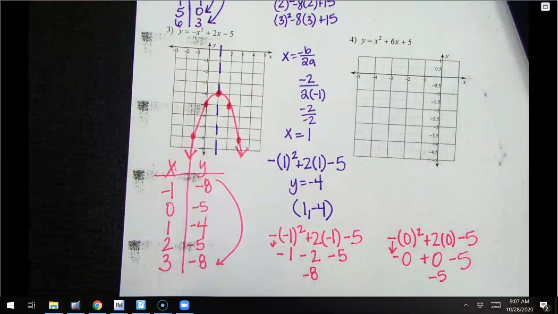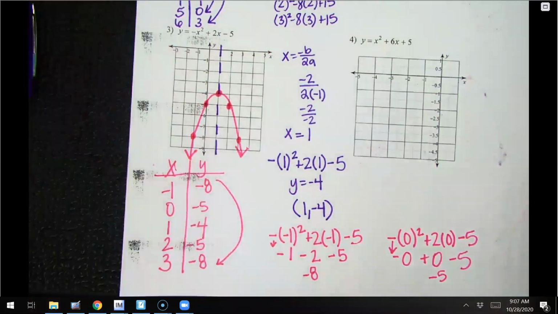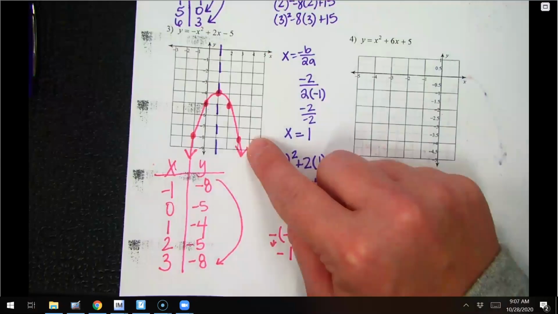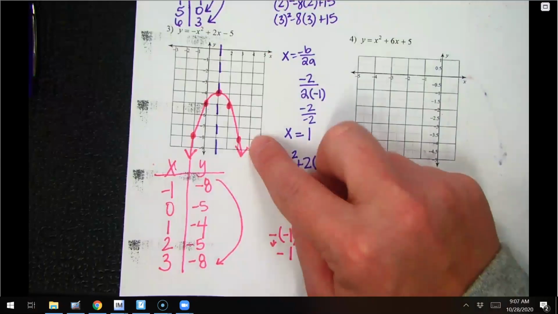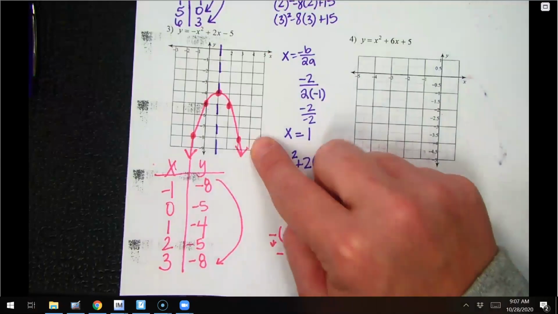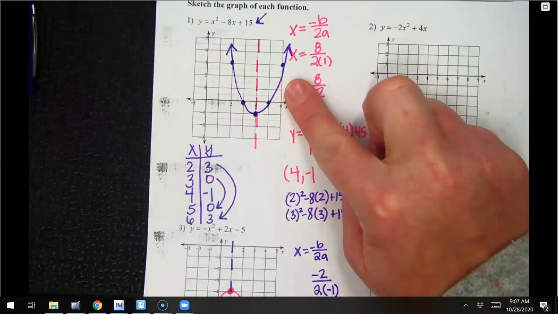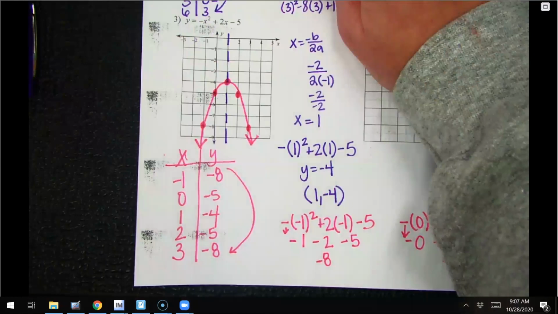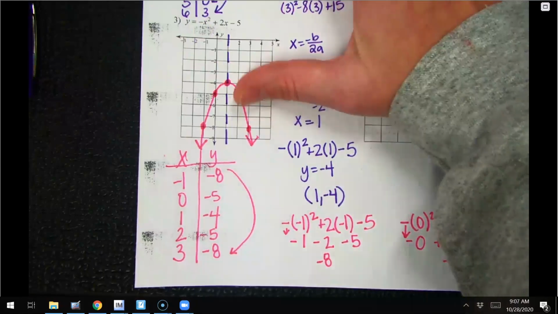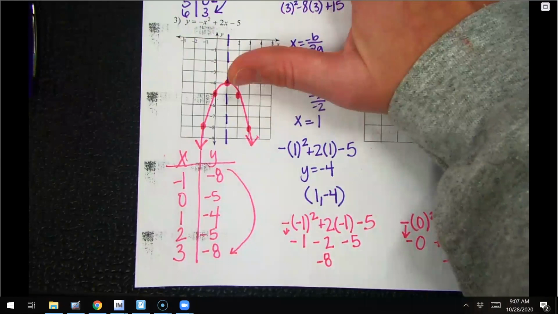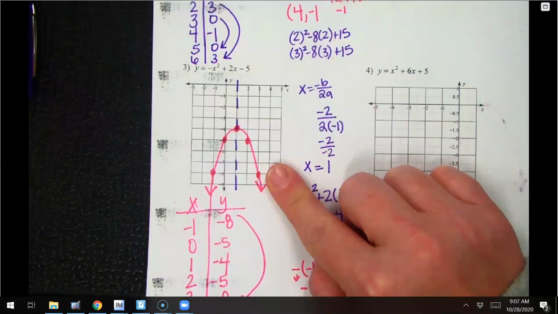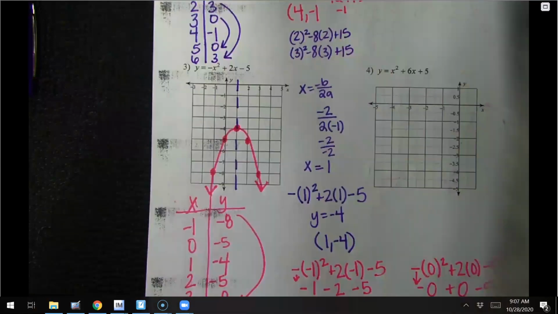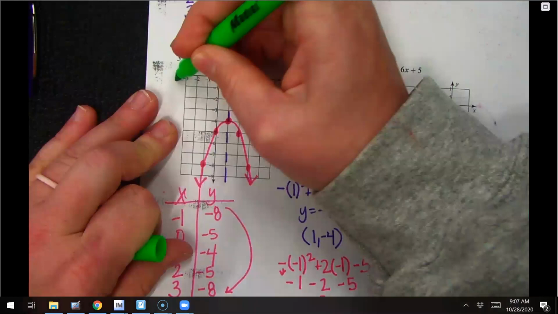All right, awesome, great. Why is this one upside down? A is negative, okay? A is positive for the top, so it's pointing up. If A is negative, it points down. What are these graphs called? A parabola, okay? Does this one have roots? No. Remember, the roots are where it crosses the x-axis. This is my x-axis up here, so it does not have any roots.